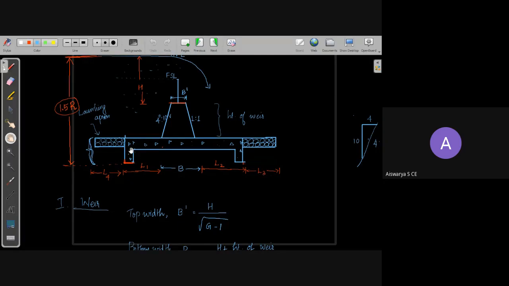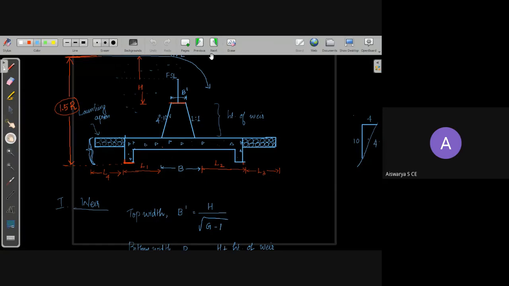Total creep length implies the total length that should be available for the water to creep along the impervious floor. The total length along the impervious floor is what we call the creep length. When finding that, you should not add the pervious floor distance. The impervious floor is this portion, L1 plus B plus L2. How much impervious floor length we should provide is determined by the minimum creep length, and at that time you shouldn't consider the pervious floor length.